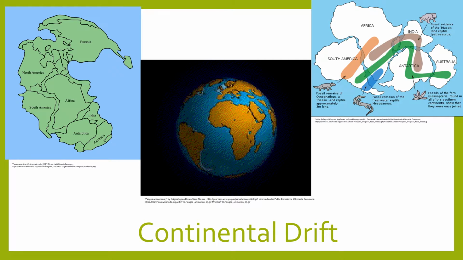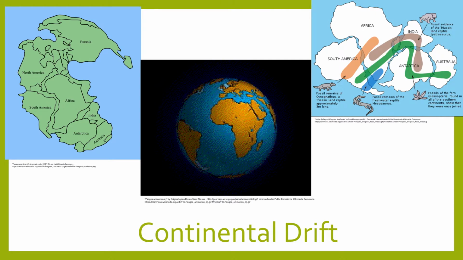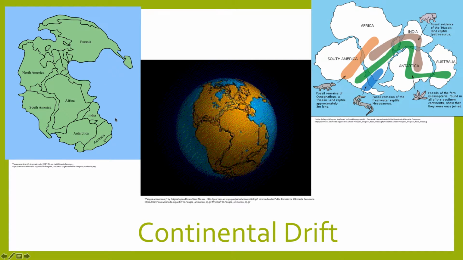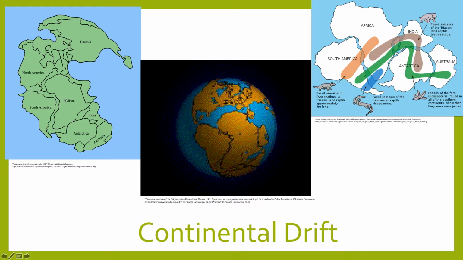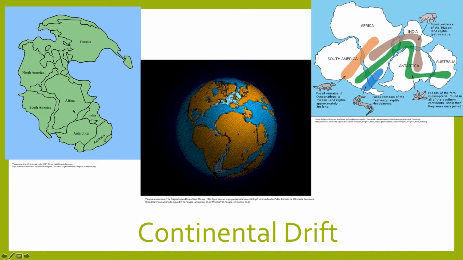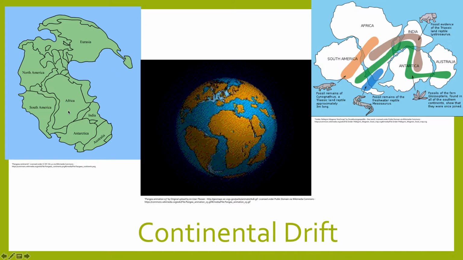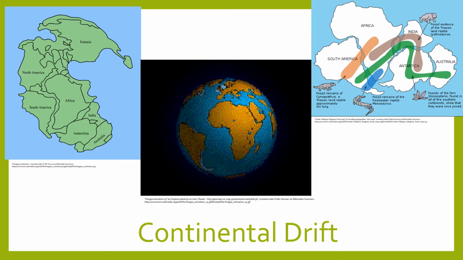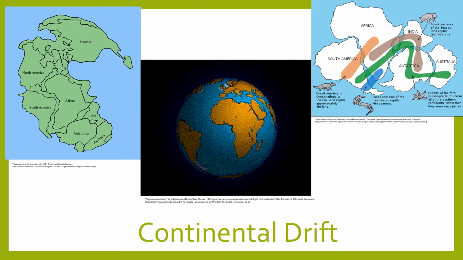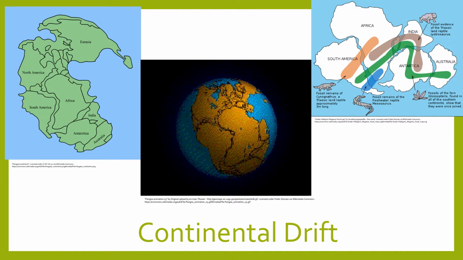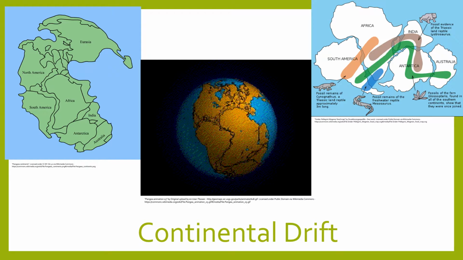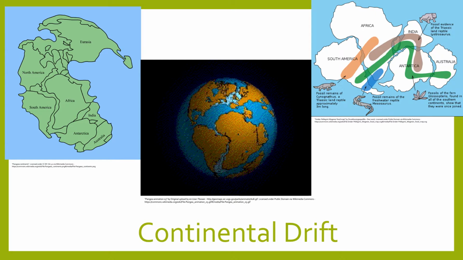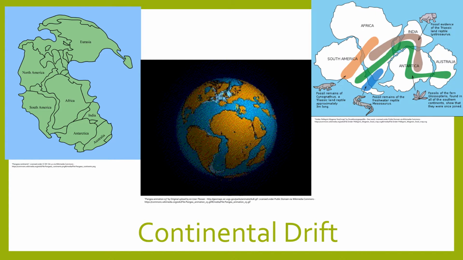There's a couple pieces of evidence that you need to know. The first piece of evidence is that it fits together like a jigsaw. When you take South America and Africa, they seem to fit together. And you take North America and Europe, you can fit some of these together. It's interesting. A guy named Alfred Wegener is the first person on record that put that together. So that's evidence number one.